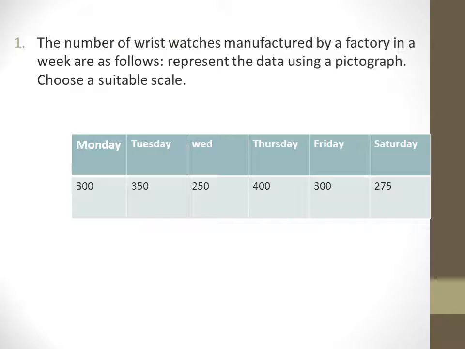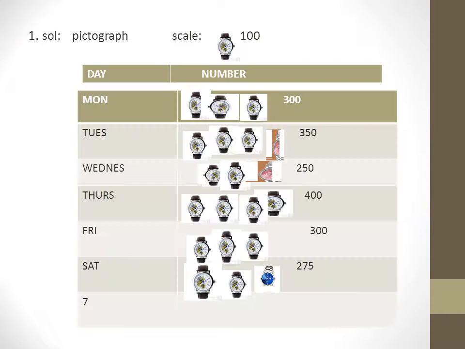So we are using a suitable scale and a pictograph. I am taking a wristwatch symbol as the picture. So one wristwatch symbol is equal to 100 on the scale. On Monday the company manufactured 300 watches. That means 3 wristwatch symbols, each 100. So 100, 100, 100, total 300 wristwatches on Monday.